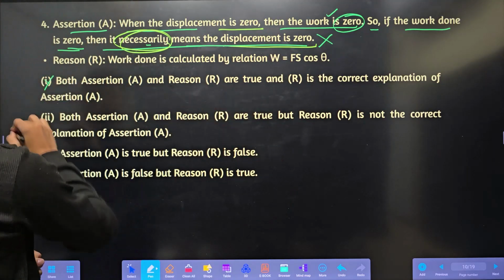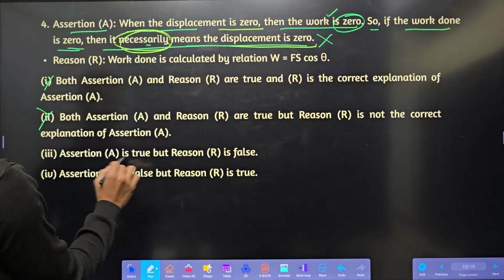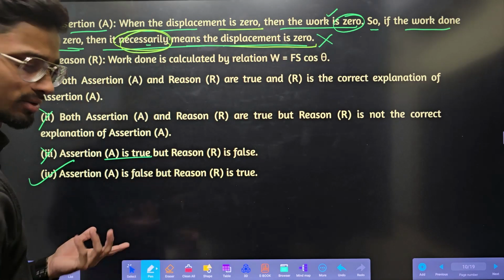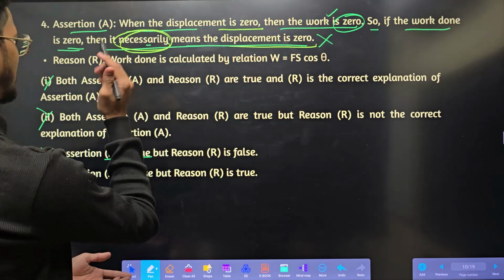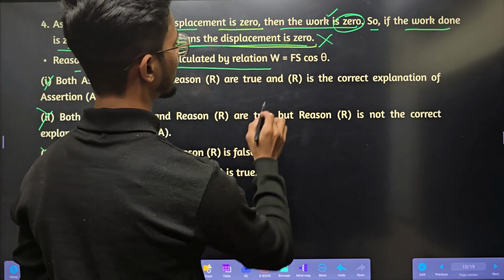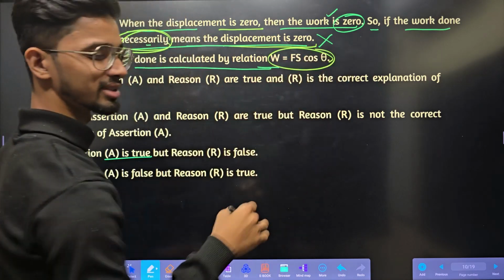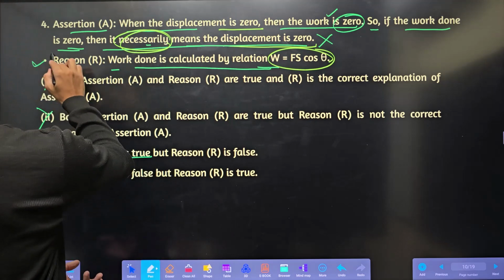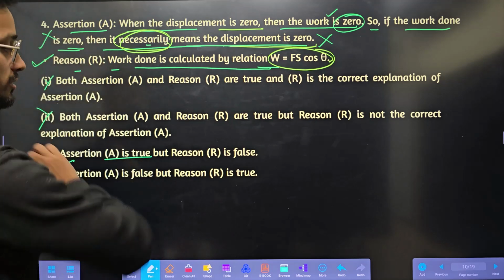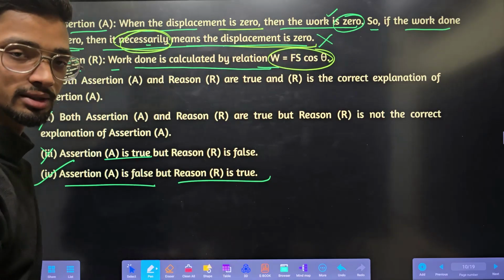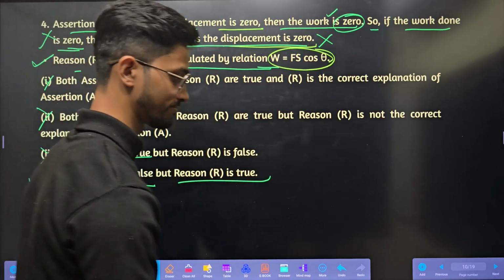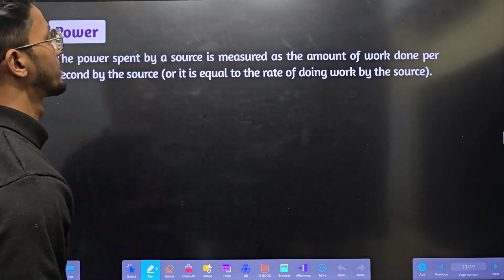Here the reason is true. See, the reason: work is calculated by the relation W is equal to Fs cos theta. Yeah, that's true. So the assertion is false, but the reason is true. Option D only will be the answer. Easy? Easy. Chalo. Next thing.